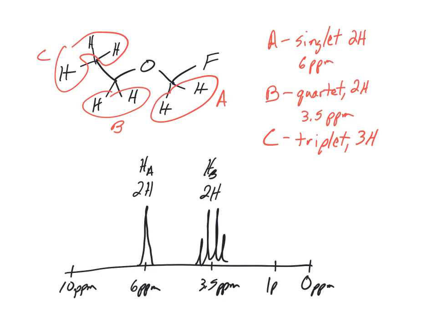So 1 ppm. This is worth 3 H's, and this is for HC. So that's what that spectrum could look like.